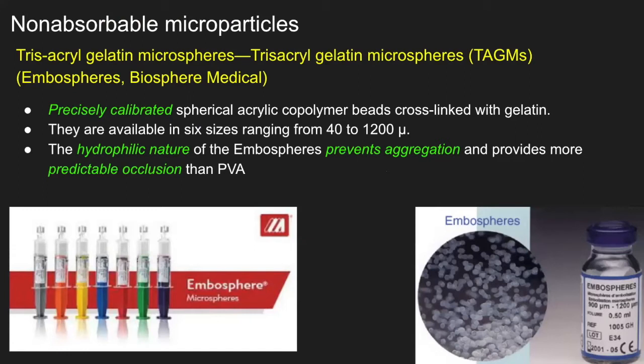The other type of permanent embolization in non-absorbable particles is the trisacryl gelatin microspheres, which most of us commonly know as embospheres. In contrast to PVAs, these microparticles are precisely calibrated, and they are available in 6 sizes, ranging from 40 to 1,200 microns. Their hydrophilic nature prevents aggregation and provides more predictable occlusion than PVA.